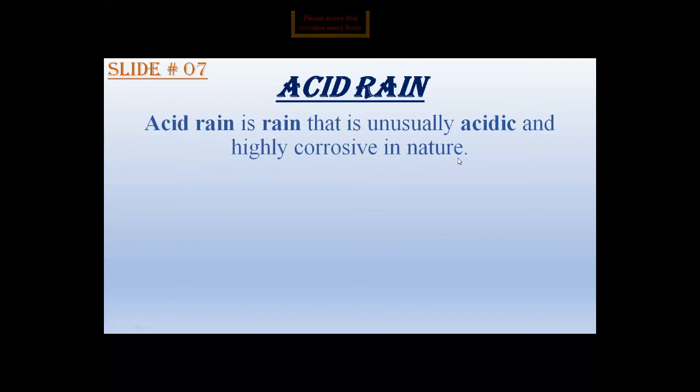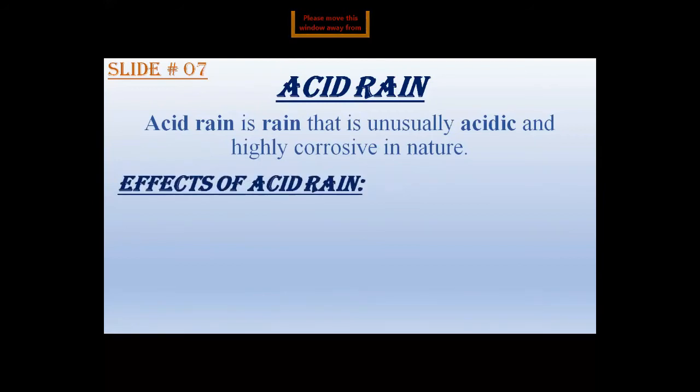What is the meaning of corrosive in nature? Corrosive means tending to cause corrosion. Corrosion, what is corrosion? Decay, decomposition, rusting, degeneration, or damage is called corrosion. So, acid rain is a rain that is unusually acidic and highly corrosive in nature.